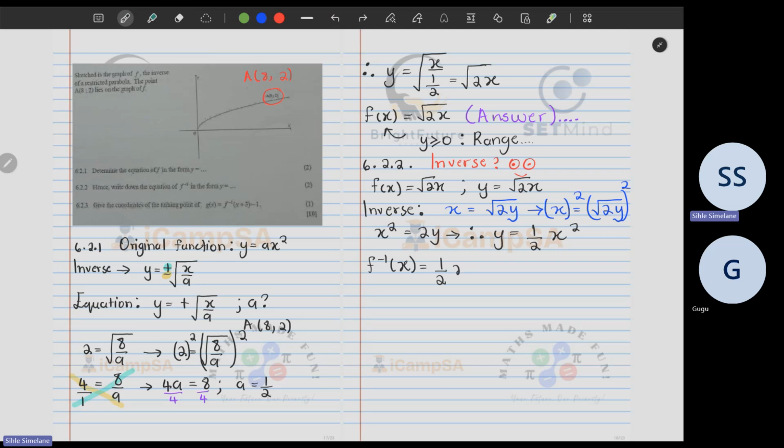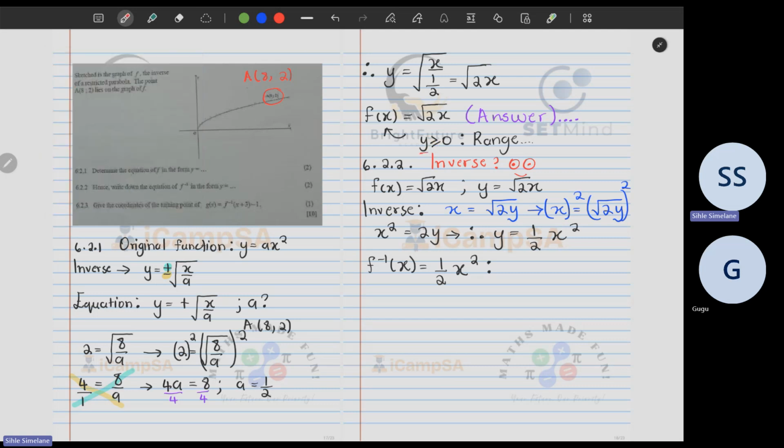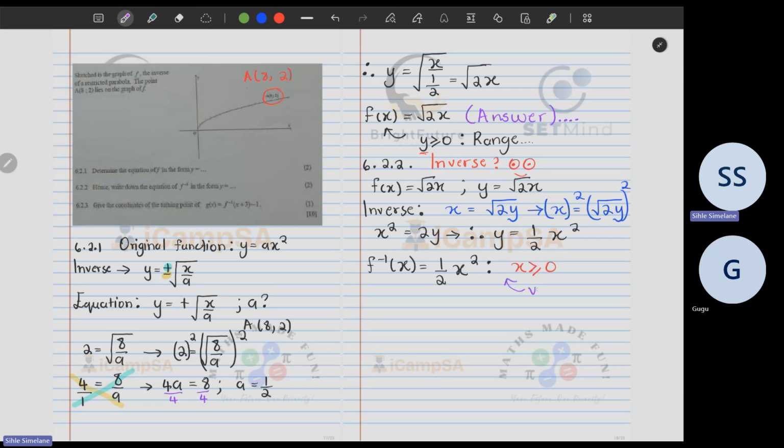But because our range was restricted, we now need to restrict the domain. So our range, we said, has positive y values. It means we must say this one here has positive x values. This restriction here is very important.